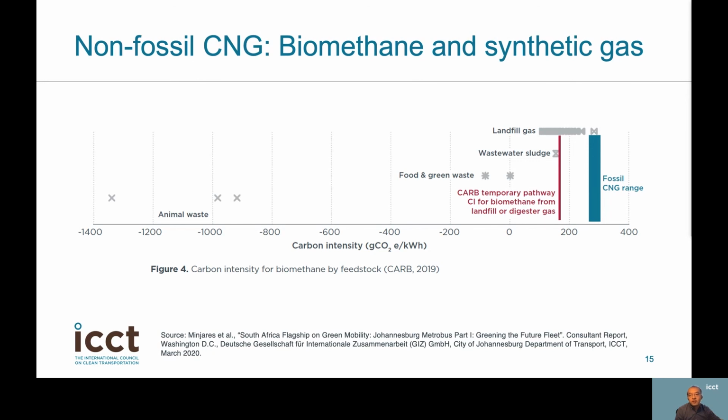This figure is adopted from California Air Resources Board's temporary pathways table for biomethane produced from landfill or digester gas. As we can see from this wide distribution of carbon intensity values, the type of feedstock determines whether biomethane can reduce greenhouse gas emissions, from animal waste, which is most effective, to landfill gas, which has almost similar levels of carbon intensity as fossil fuel CNG.